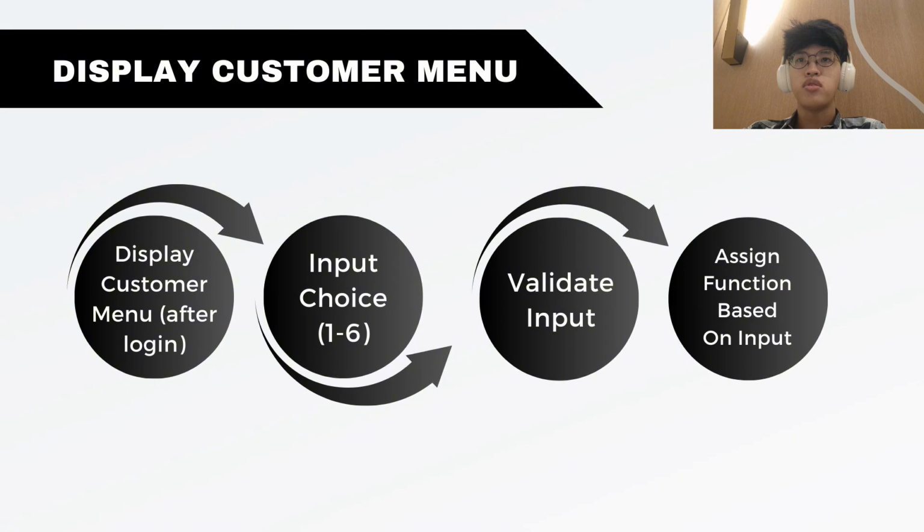The interface provides the users with a set of options tailored to their needs and access level after they log in. The user is prompted to select an option by entering a choice between 1 and 6. Each option corresponds to a specific action or functionality, such as viewing information or accessing additional menus. The system then validates the user's input. This step ensures that the entered choice is within the defined range and prevents invalid inputs from disrupting the process. Finally, the system assigns the function to be executed based on the validated input. This step ensures the user is directed to the correct operation seamlessly.